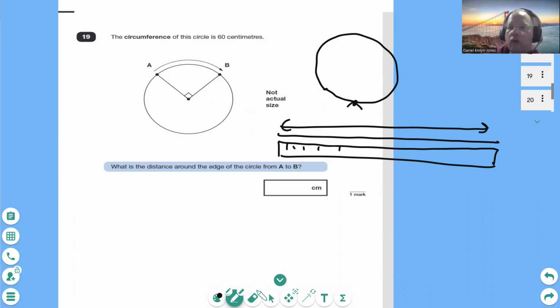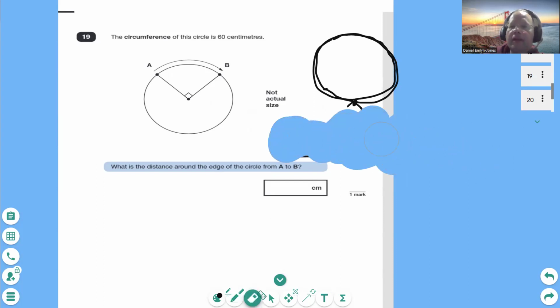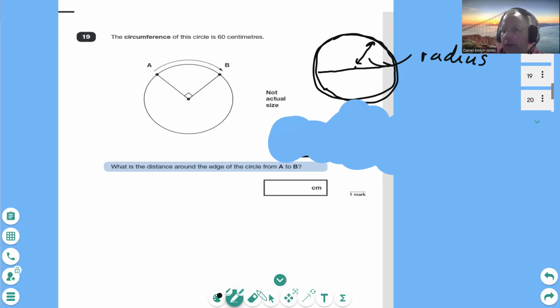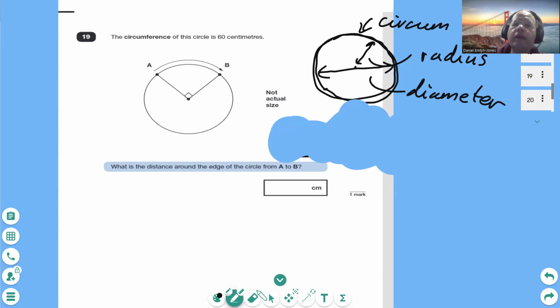The distance all the way around. It's like the perimeter of a circle, you see. So you have to know that. If you go to the very middle of the circle, and then you go to the edge, a bit like a spoke of a bicycle, that's called a radius. And if you go from one side of the circle to the other through the middle, that's called the diameter. You have to know those things. And around the outside is the circumference.